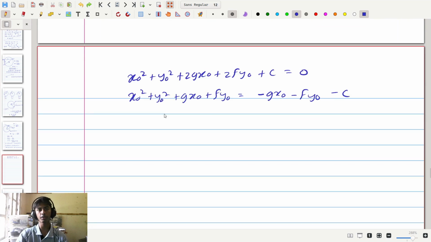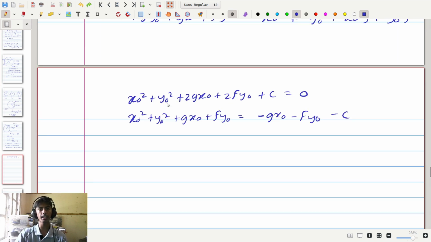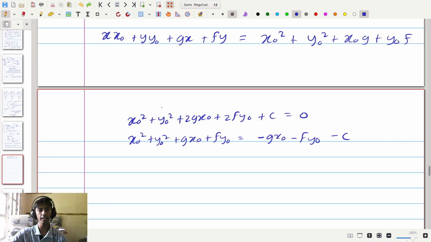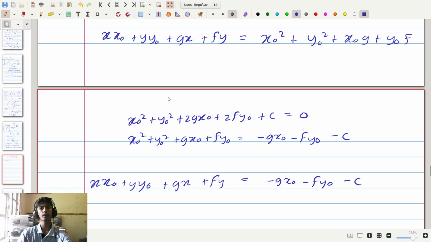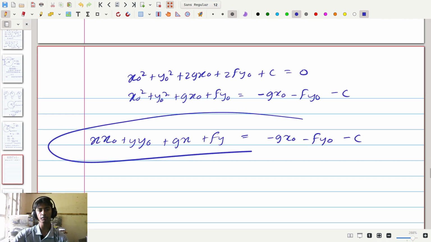Doing so, if we go down here, we get on the left the normal x times x0 plus y times y0 plus gx plus fy, but on the right side what we have to substitute is this stuff here, which is negative gx0 minus fy0 minus c. Now what we're going to do is take all of this to one side and group terms and simplify.